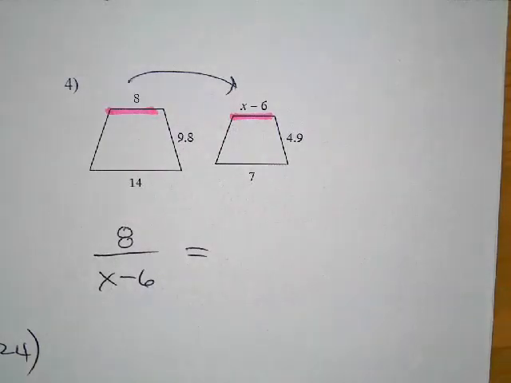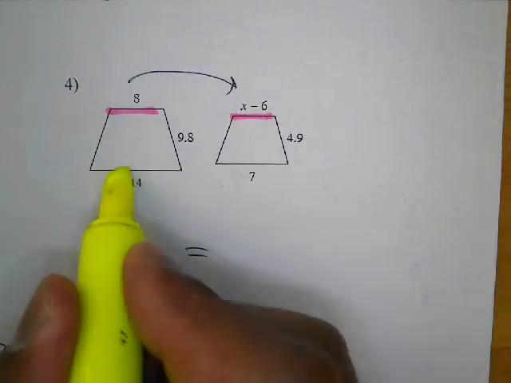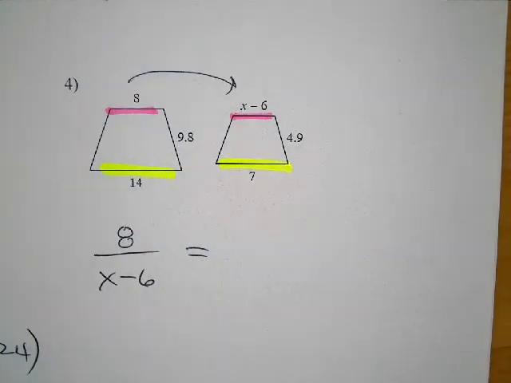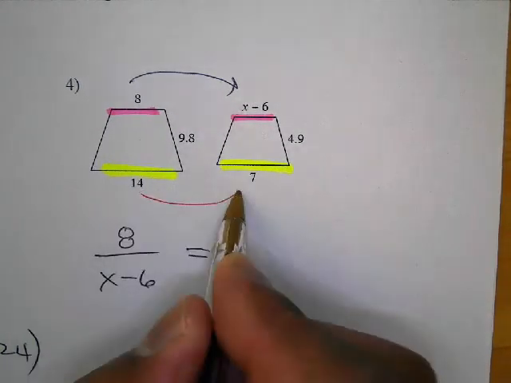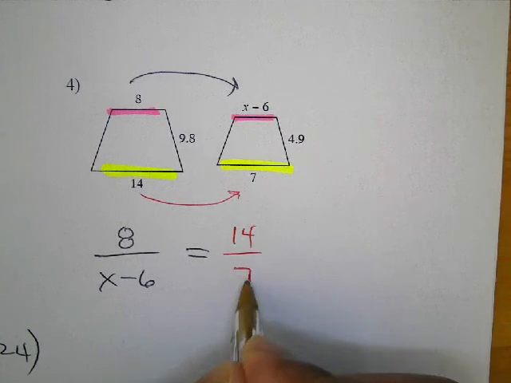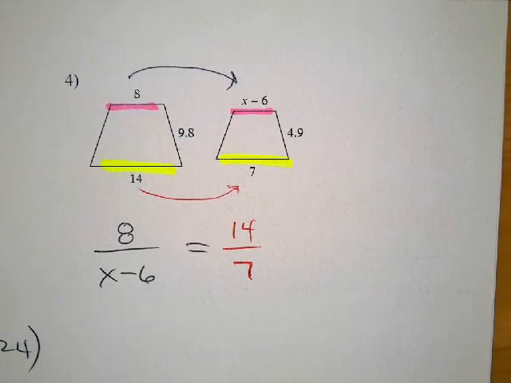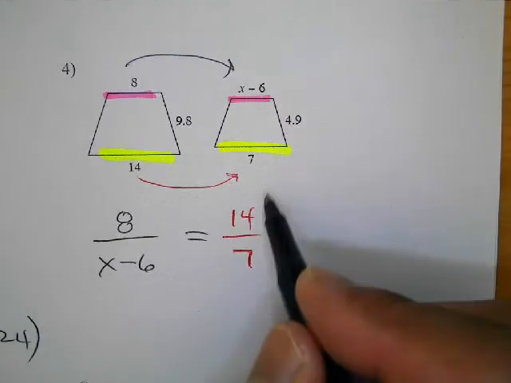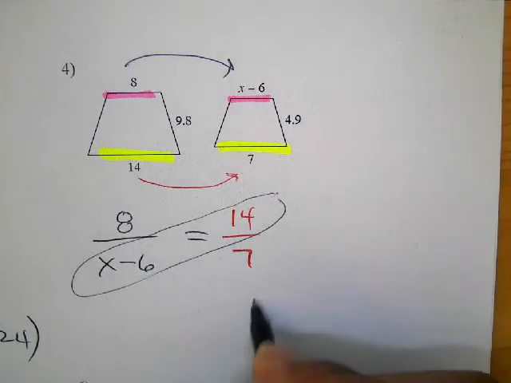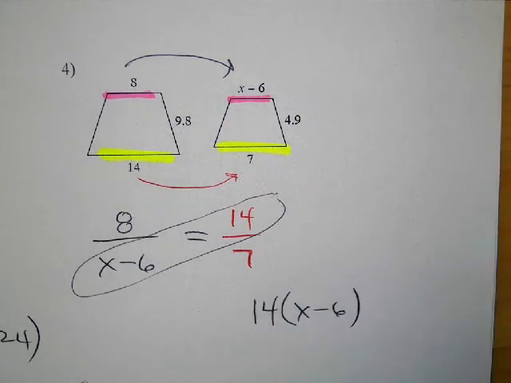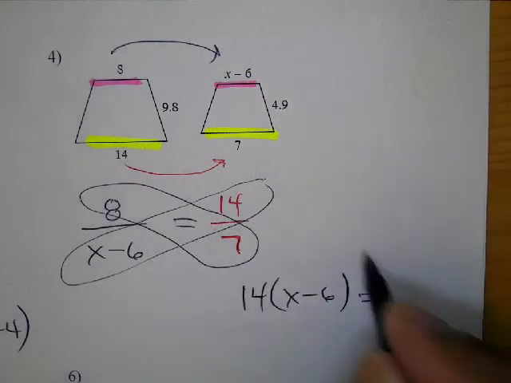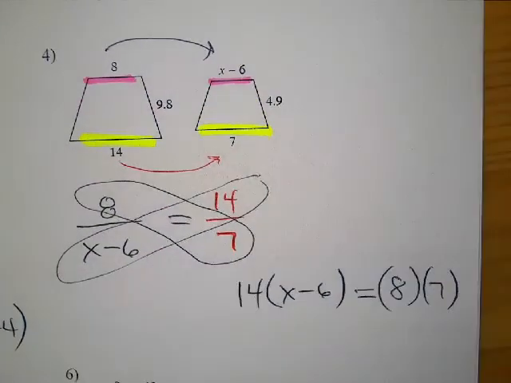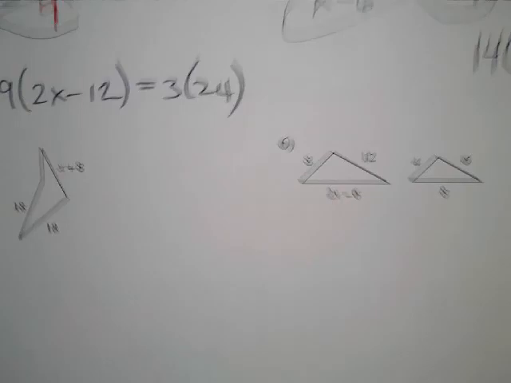I can use these, but I don't want to use decimals. Why would I want to do that too much? No, let's not use those. Let's use the ones that have nice whole numbers. I got those other two to work with. So I went this way to this way. I got to go this way to this way. So that's 14 over 7. Okay, and then you cross multiply. We start with 14 times x minus 6 is equal to what? 8 times 7.